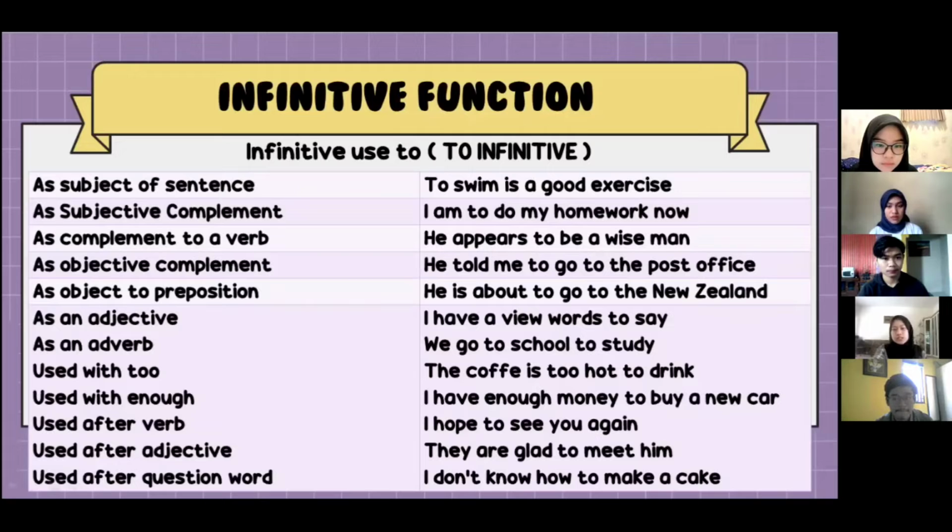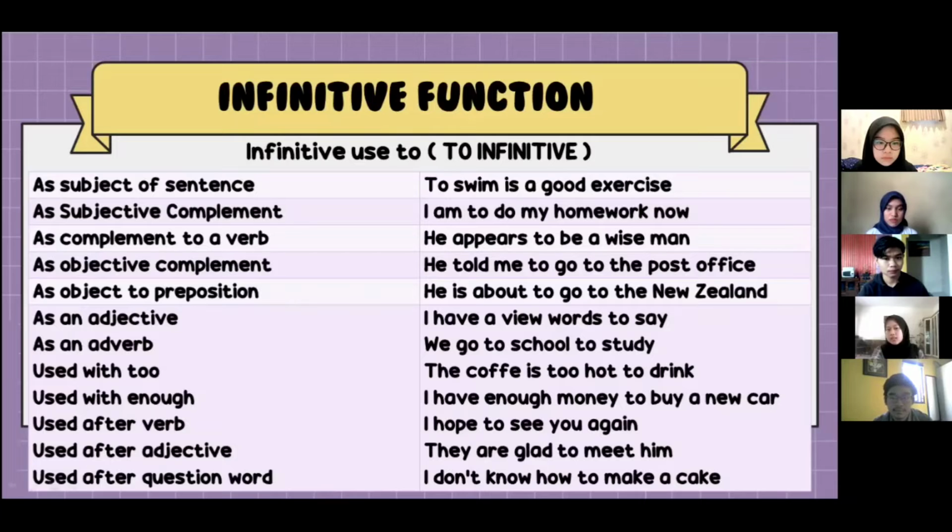Infinitive function, infinitive used with to, or to infinitive. A subject of a sentence. Example, to swim is a good exercise. In the sentence, to swim is the subject. And then a subjective complement. In this case, the to infinitive is used together with to be, like is, are, was, were.